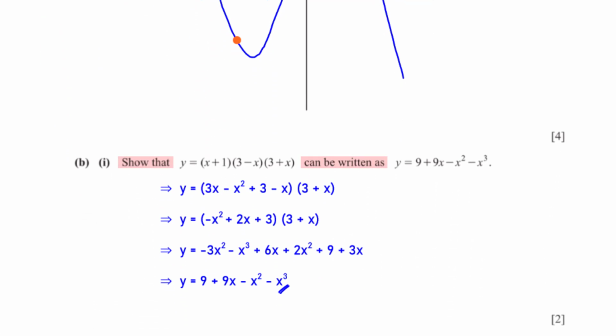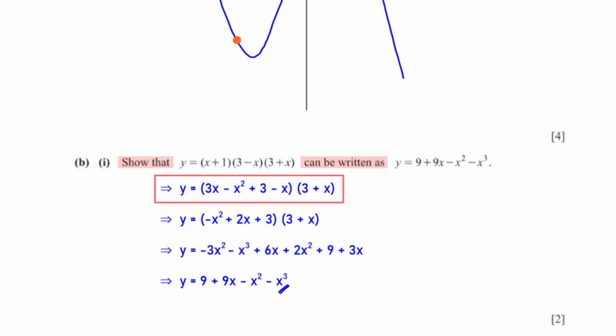Show that y equals (x plus 1)(3 minus x)(3 plus x) can be written as y equals 9 plus 9x minus x squared minus x cubed. First, let's expand the first two brackets.